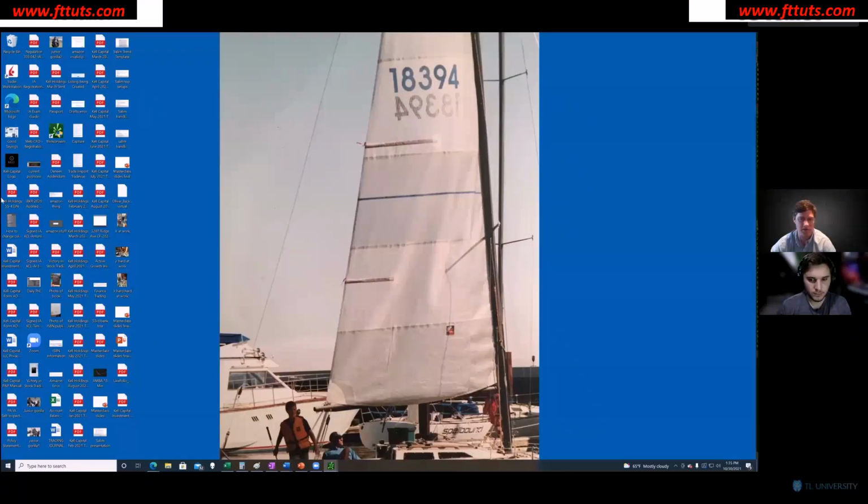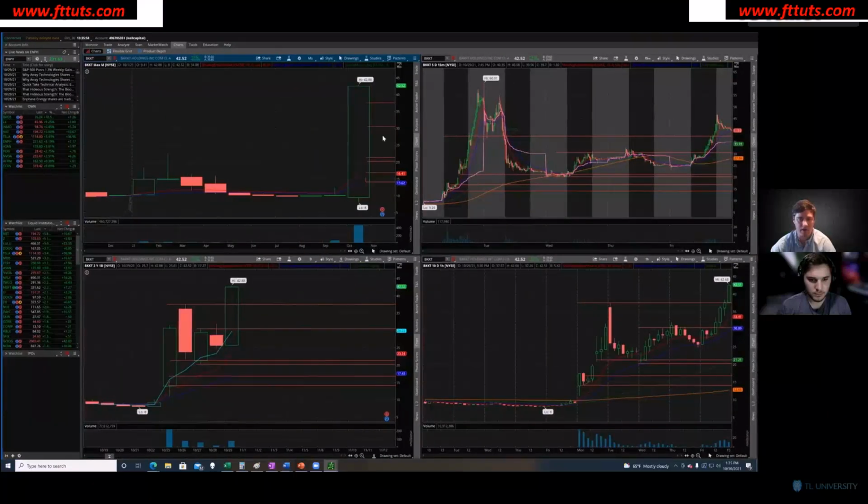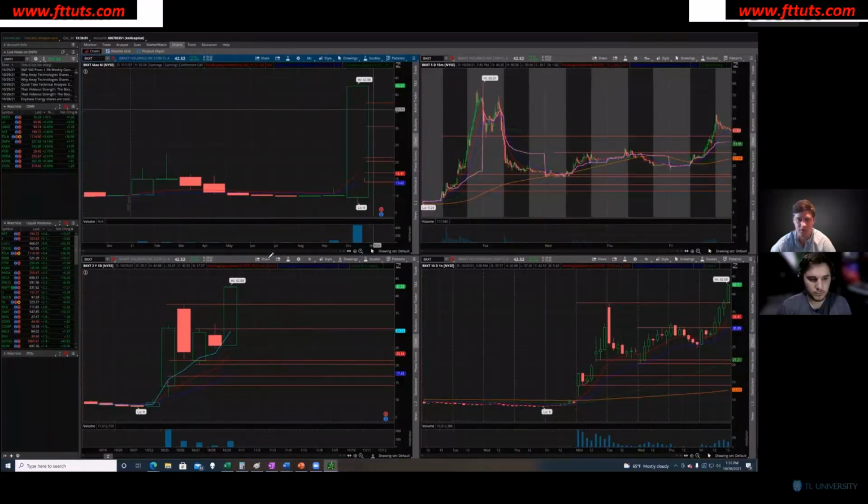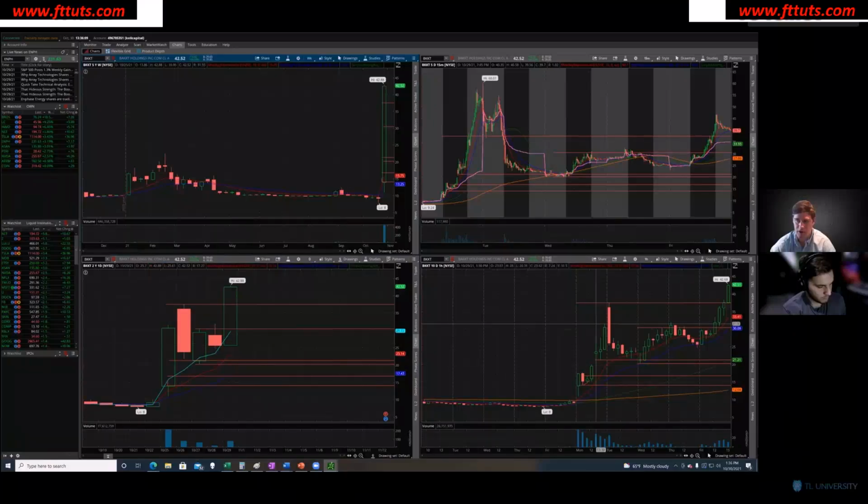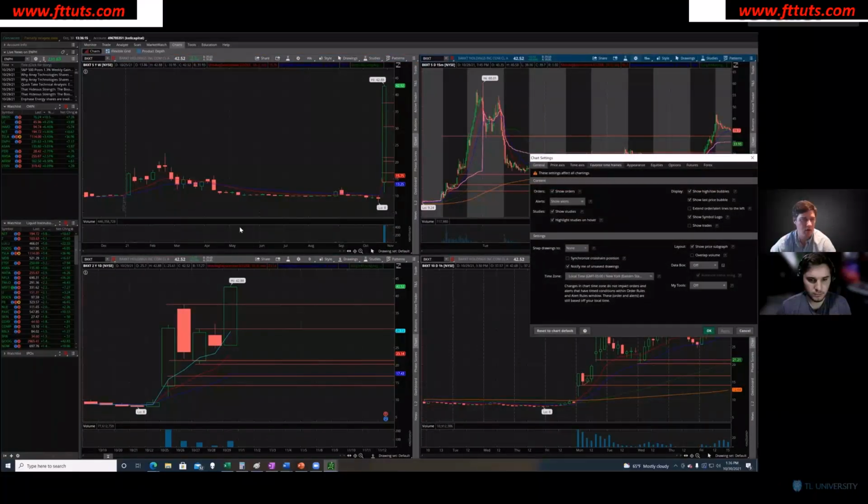So this is what I'm really looking at during the day. Richard, you see the 4. Normally during the day, I've got the weekly here, the daily down here, the hourly in the bottom right, and then the 15-minute. And I actually don't keep on the extended hours, so let me fix that real quick.